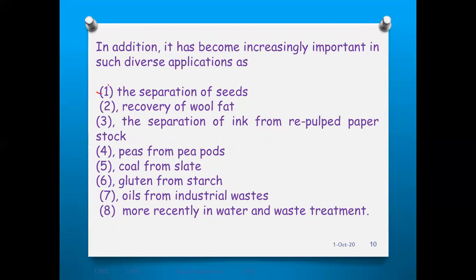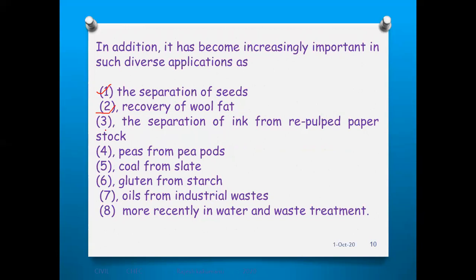The first one is the separation of seeds. Separation of seeds means whatever agriculture seeds you are using for the processing of fields, processing of agro-based industries. Next, second one, recovery of wool fat, which is coming from the animals. For this recovery also, this type of flotation process is generally used.